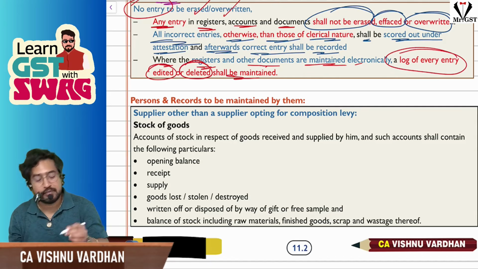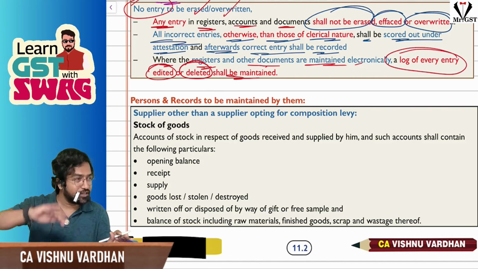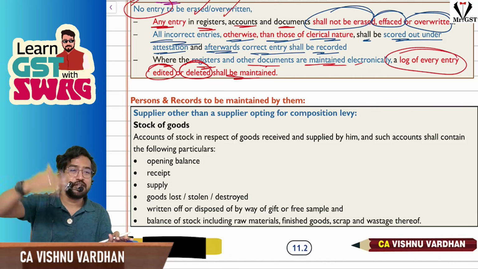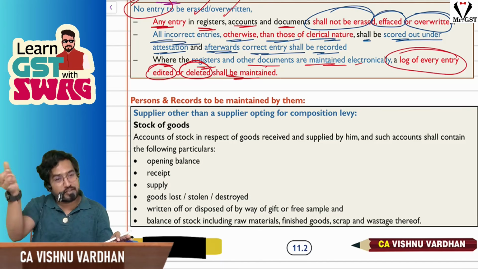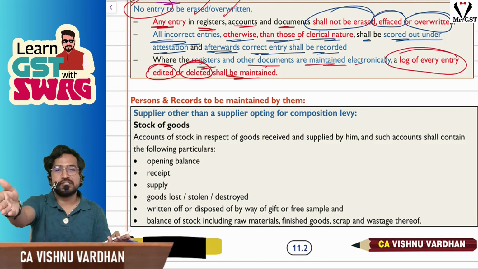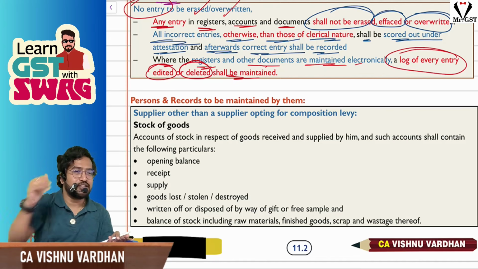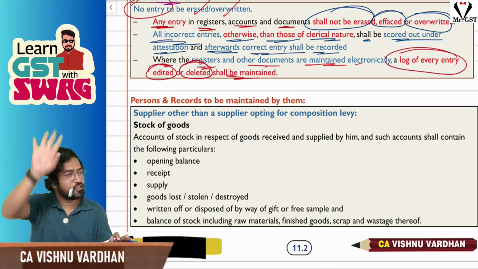Edited, deleted shall be maintained. You should maintain the log giving the details of which entries you have edited, at what time, and which entries you have deleted. Now, this type of intelligent people will be editing that log itself.